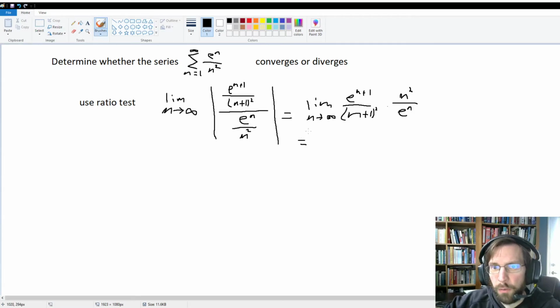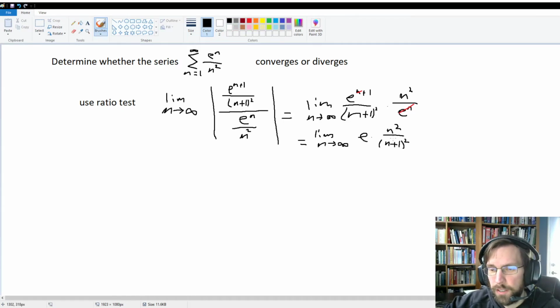Okay, so part of the reason why we want to use the ratio test in this example is we have an e to the n in the numerator and denominator. We can cancel that out. After doing that, we're left with the limit as n goes to infinity of e times n squared over n plus 1 squared.